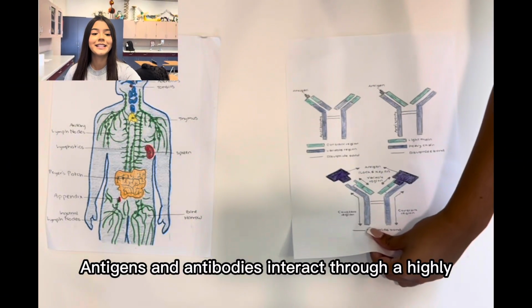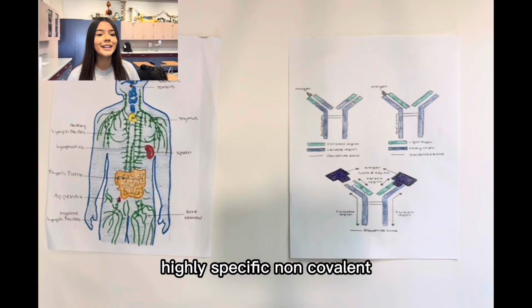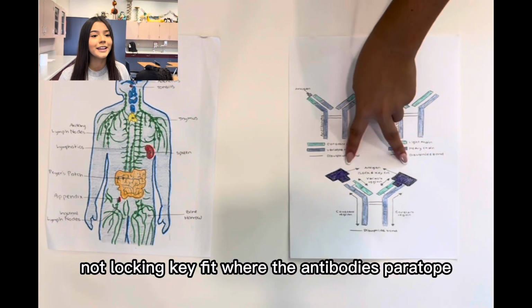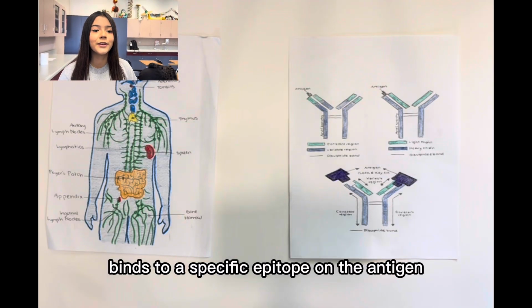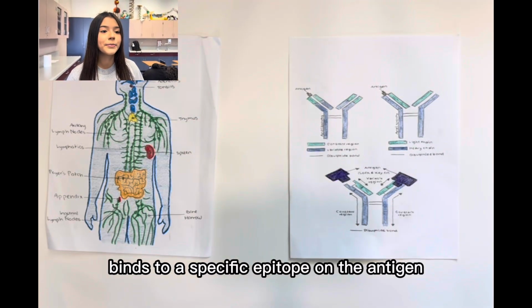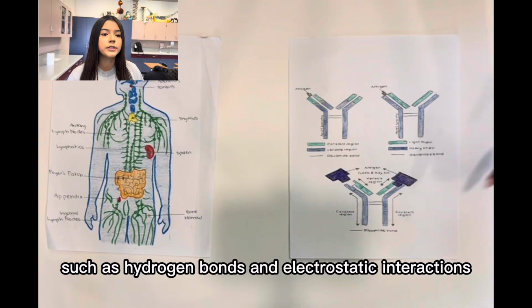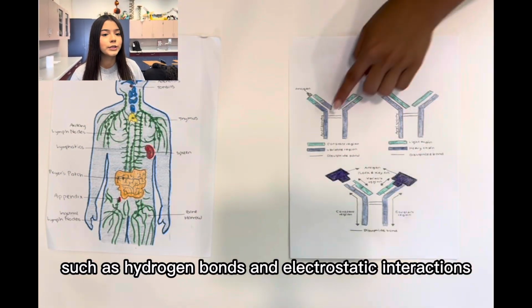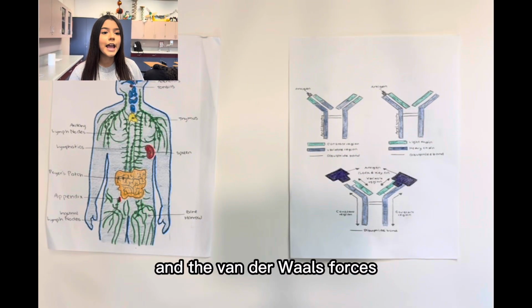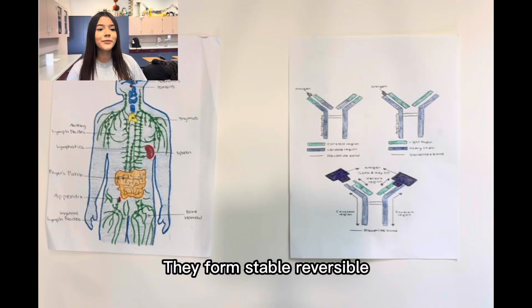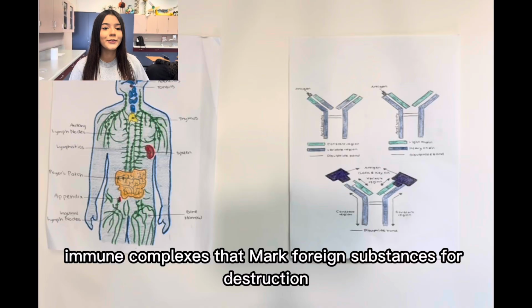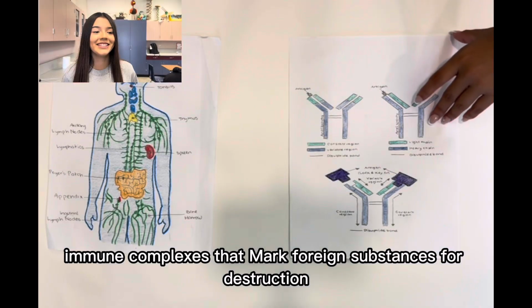Antigens and antibodies interact through a highly specific, non-covalent lock-and-key fit, where the antibody's paratope binds to a specific epitope on the antigen. These interactions use weak bonds such as hydrogen bonds, electrostatic interactions, and van der Waals forces. They form stable, reversible immune complexes that mark foreign substances for destruction.